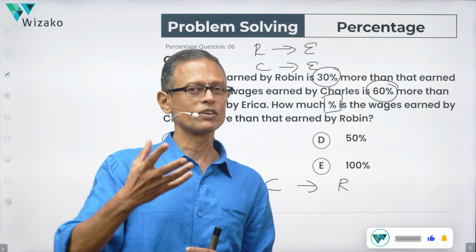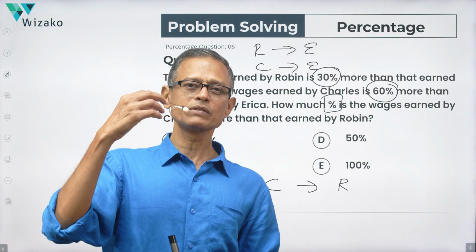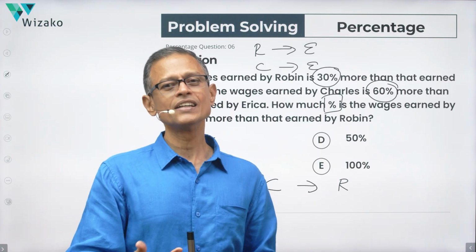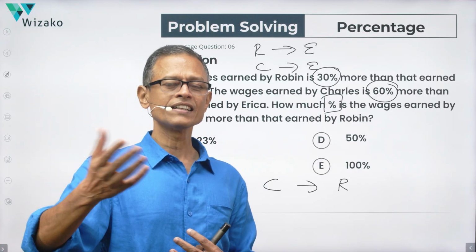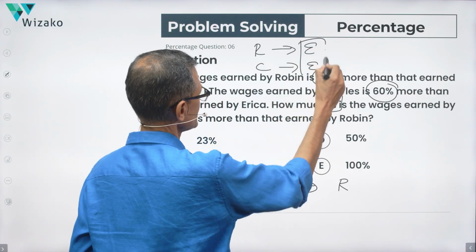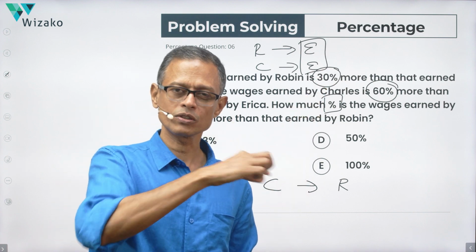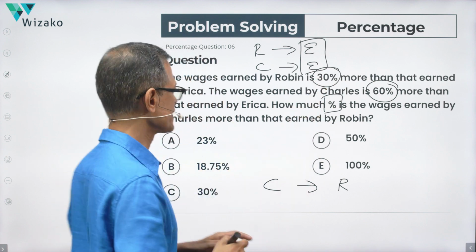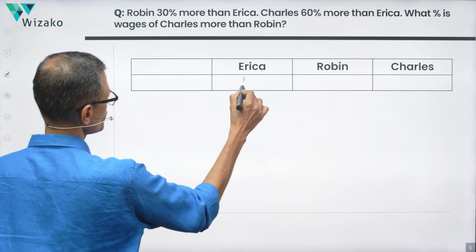So assigning numbers makes life really easy. Assigning something to be 100 makes it even easier. What can be assigned as 100? Whichever is used as a base more often than not. In this case, Erica's salary is the comparison for both Robin's and Charles'. So let's start by assigning Erica's salary or wages to be equal to 100.